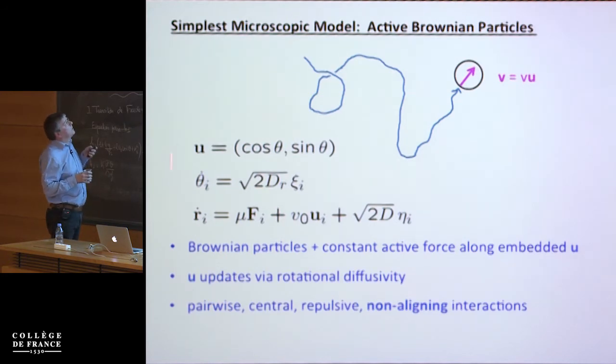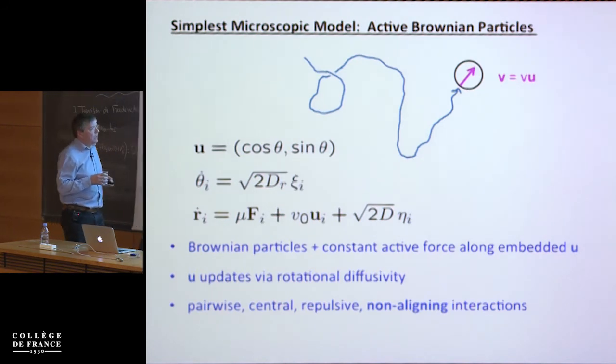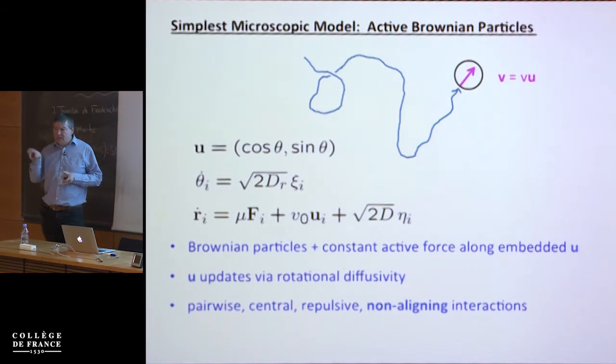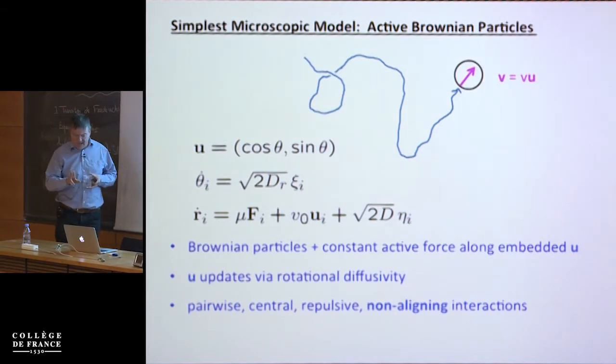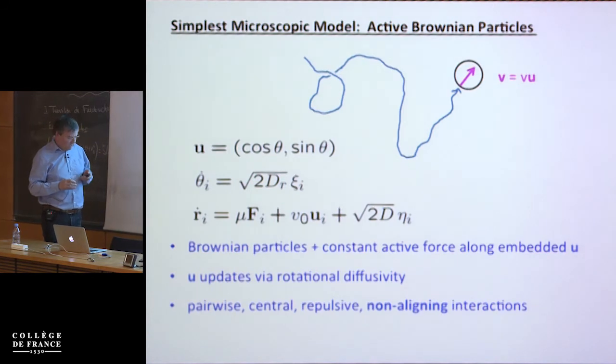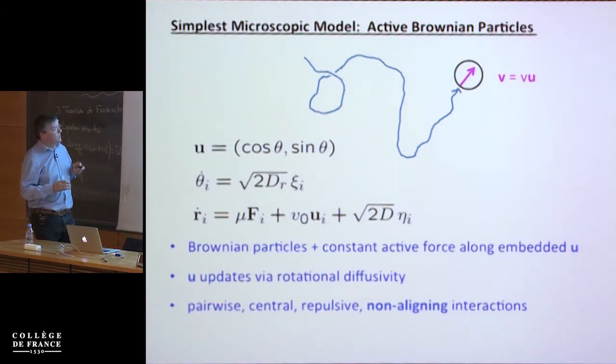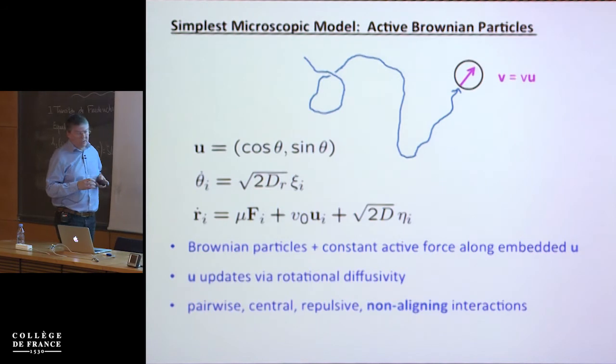Okay, and the canonical case which has been well studied here is when these interaction forces are pairwise, central, repulsive, and non-aligning. In other words, they treat the spheres as spheres. They don't look at the angles between the particles. Basically, you just have these self-propelled spherical particles which bash into each other.